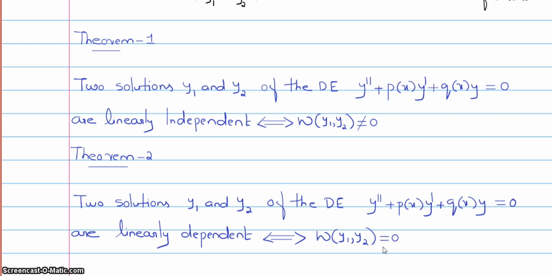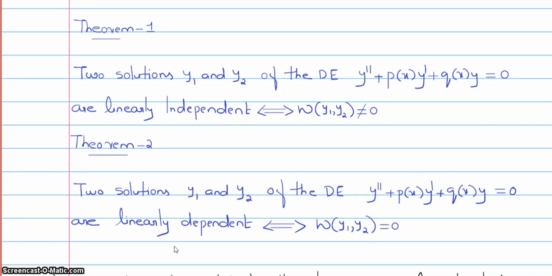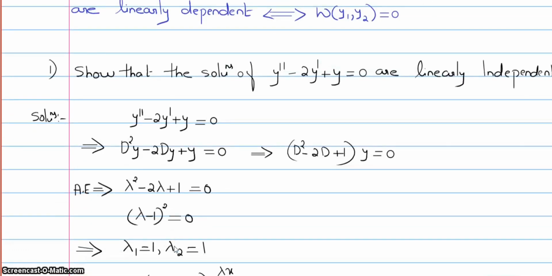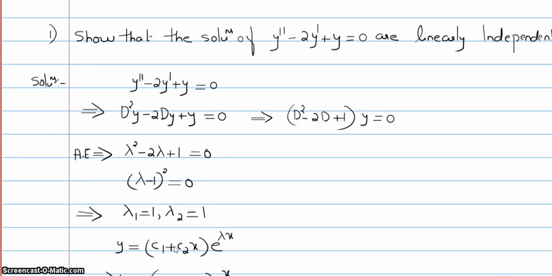So if the Wronskian of two solutions of a differential equation is non-zero, they are linearly independent, and if it is 0, then they are linearly dependent. Okay, now let us see some problems dealing with linearly dependent and linearly independent properties. First problem: show that the solutions of y double dash minus 2 y dash plus y equal to 0 are linearly independent. We need to check whether these solutions of this differential equation are linearly independent or not.